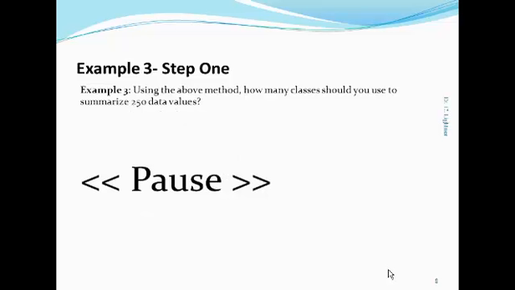Using Bowerman's rule, let's take a moment and try out an example to see if you can correctly determine the number of classes that we should use to summarize 250 data values. You should pause the video at this time and try this example on your own.